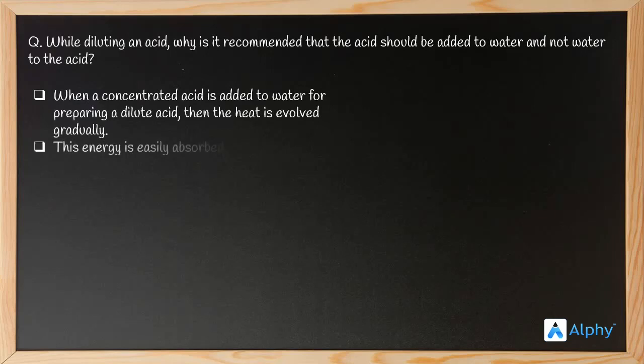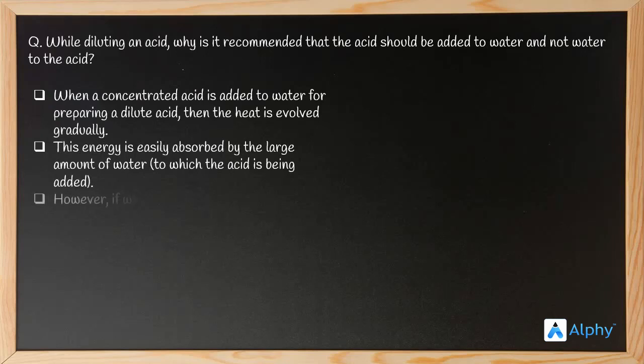Next. This energy is easily absorbed by the large amount of water to which acid is being added. As I said, the solute is acid and the solvent is water. When we add the solute to the solvent, the solvent has the capacity to absorb the heat which is produced. And this is why we stir the acid, because the acid should be spread out equally, so the heat which is produced will get absorbed equally. So this was the second point.